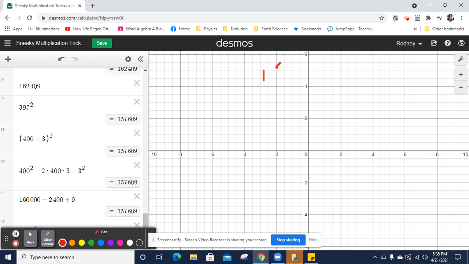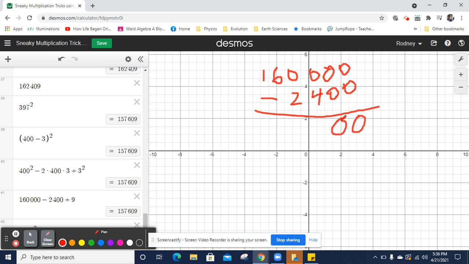I've got 1, 6, 0, 0, 0, 0. Okay, and I'm going to take away 2,400. And at the end, I'll add 9. So I'm going to start off just dealing with that part. Okay, so that'll be 0 and 0. And then I'm going to have to borrow from the 6, so that's a 5. And that'll be a 9, and that will be a 10.